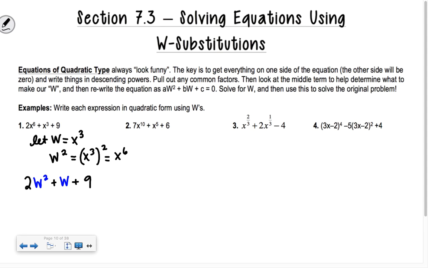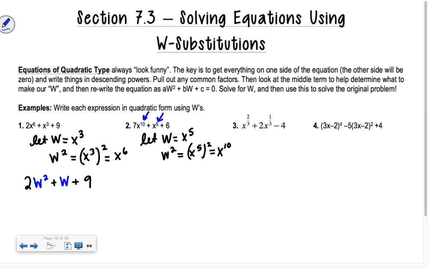So what do you guys think our w is going to be for the next one? Yeah, x to the 5th. Do you guys see when you square the w, you get x to the 10th? That's the other thing in the equation. So we have x to the 10th, we have x to the 5th, and now we're going to replace them with their equivalents with w's.